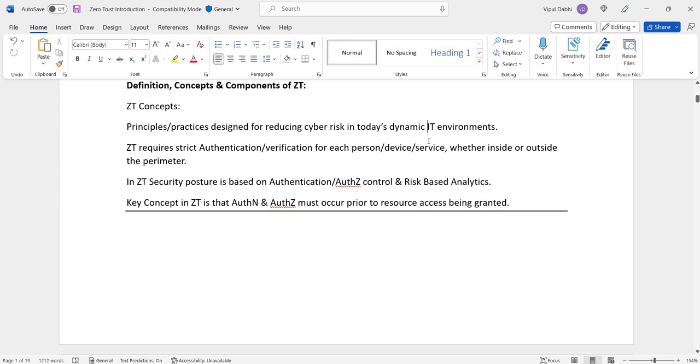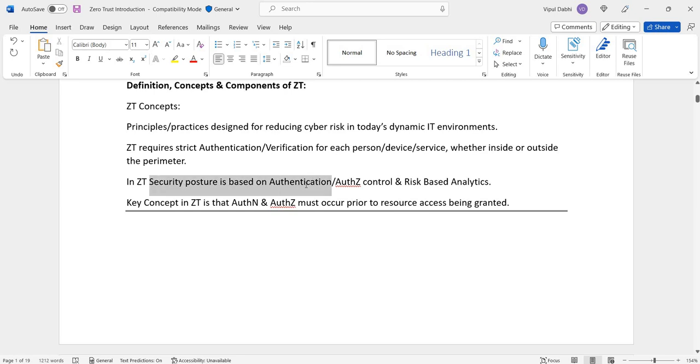Zero trust requires strict authentication verification for each person, device, and service, whether inside or outside. Okay, it doesn't matter whether the user is inside or outside, external or internal. It is verify everyone and trust no one. Do not trust until you verify. So it is applicable to all the entities involved, whether internal to the network or external to the network.